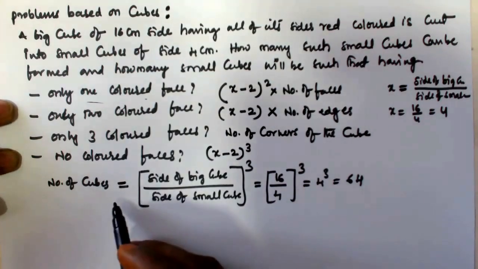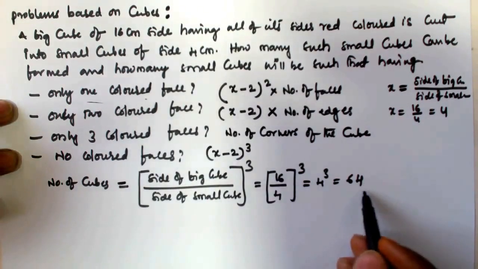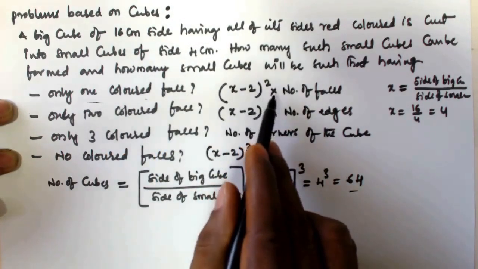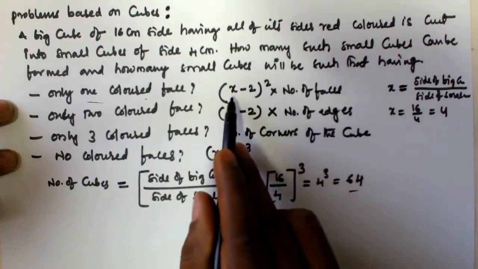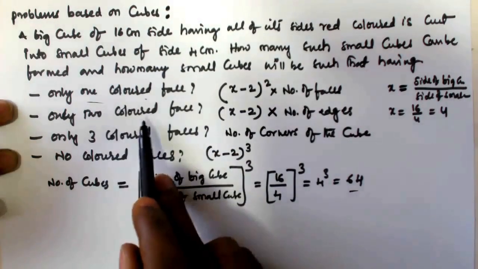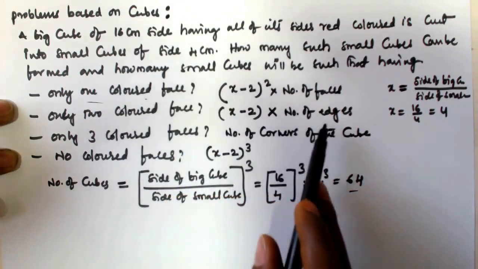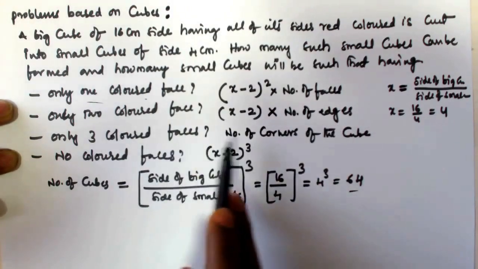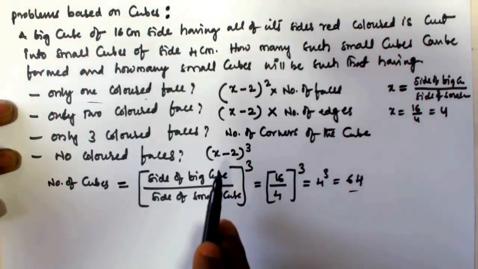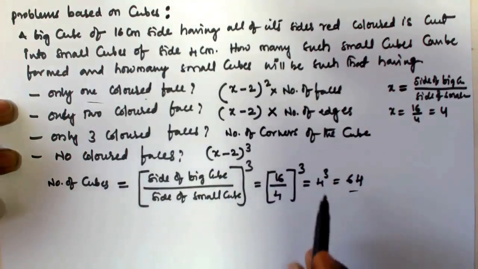So the number of cubes formed is given by side of the big cube by side of the small cube to the power of 3, that is total 64 cubes. Only one colored face is given by x minus 2 whole square into number of faces, where x is the side of the big cube by side of the small cube. Only two colored faces is given by x minus 2 into number of edges. Only three colored faces is equal to the number of corners of the cube. The number of cubes with no colored faces is x minus 2 whole cube. What is the x value?